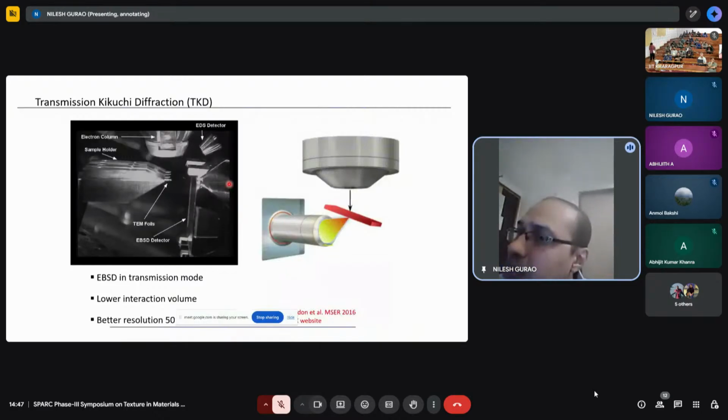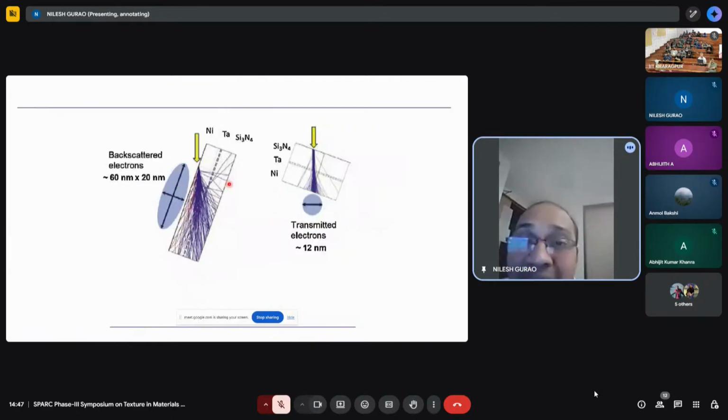Now I just want to touch upon transmission Kikuchi diffraction. Unlike electron backscatter diffraction, where the electrons are getting reflected back, here you are in the transmission mode. And again, what is the funda? Why do I go to transmission Kikuchi diffraction?